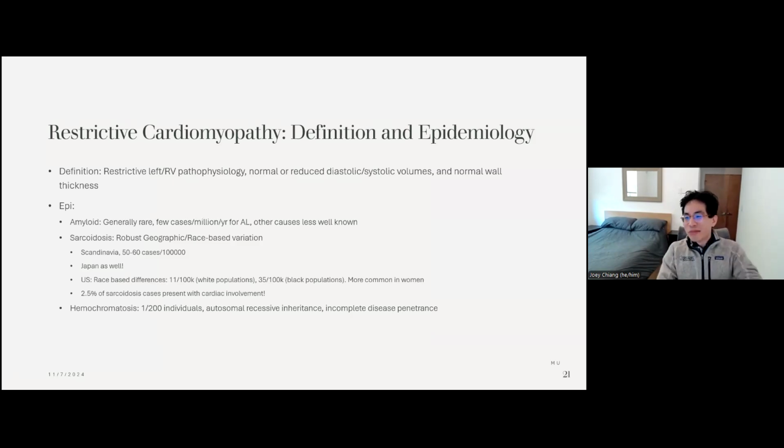Thanks, Tony. So as far as the definition, it's similar in a way to hypertrophic cardiomyopathy in that you end up having a stiffening of your left ventricle, but this seems a little bit more pronounced in both the left and right ventricle. You have alterations in your systolic volumes and normal wall thickness. The one way I would think about this a little bit differently from hypertrophic cardiomyopathy is that you have alterations to the Frank-Starling curve a little bit more in restrictive cardiomyopathy.